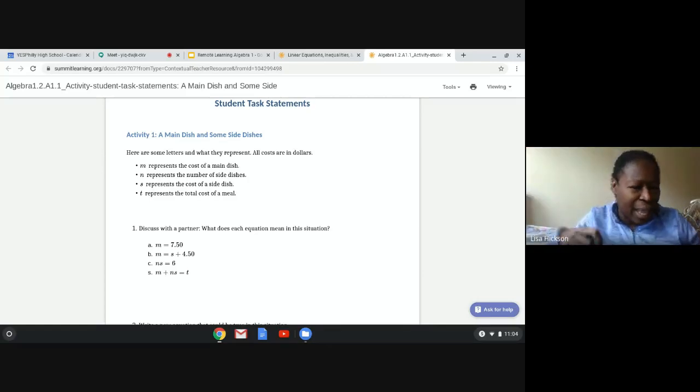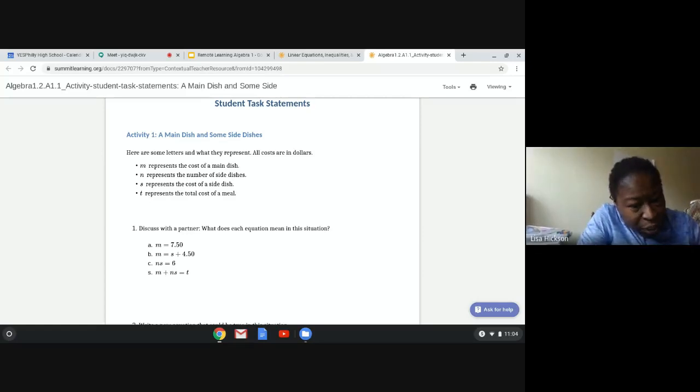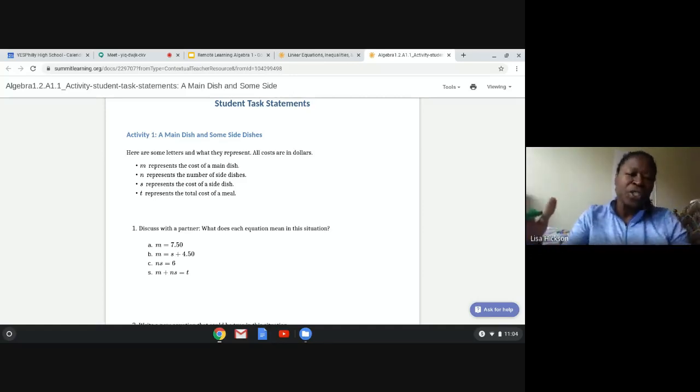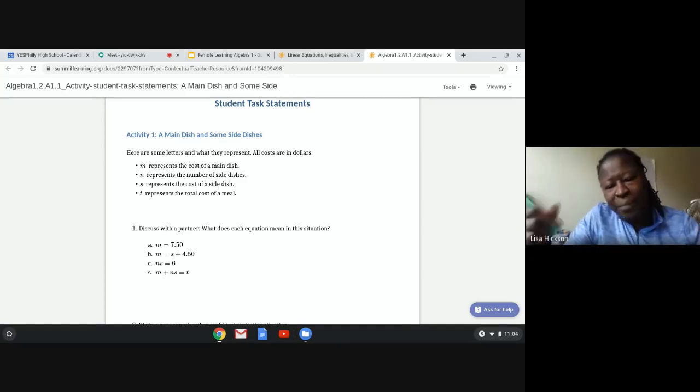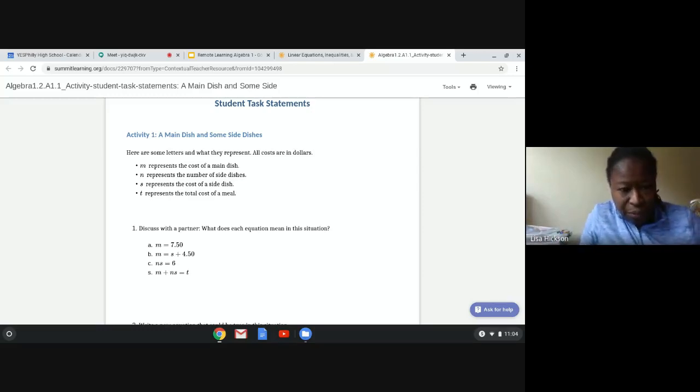Absolutely. Anybody not get that? So he said M, which we know from up top is the main dish. So he said the cost of the main dish plus however many sides you get times the cost of the side S is equal to the cost of the total meal. Absolutely. So, ladies and gentlemen, what they showed you here is what you have to remember as we move along. You have to tell people or identify what your variables stand for, because then you can start working out the relationships.